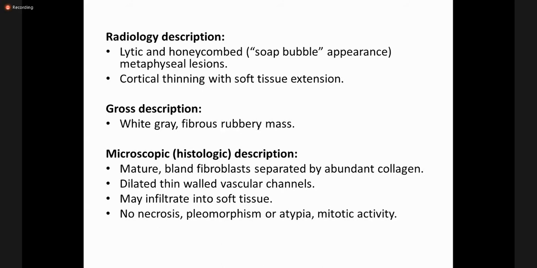Sometimes there are local recurrences of the tumors. On gross description, these are white, gray, fibrous, rubbery masses. On microscopy, they are bland fibroblasts separated by abundant collagen, and there are thin-walled vascular channels. There is no necrosis, no pleomorphism, atypia, or mitotic activity.